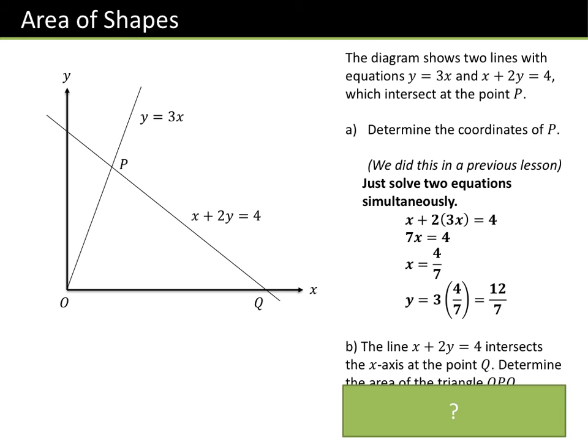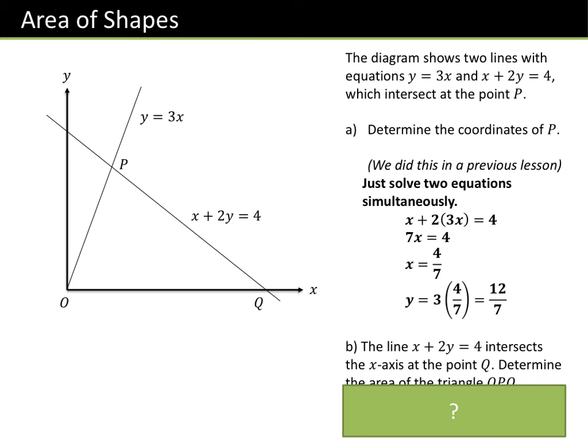Okay then, so sometimes it's going to ask us to find the area of a shape. And the diagram shows two lines with equations y equals 3x and x plus 2y equals 4, which intersect at the point P. Determine the coordinates of P.